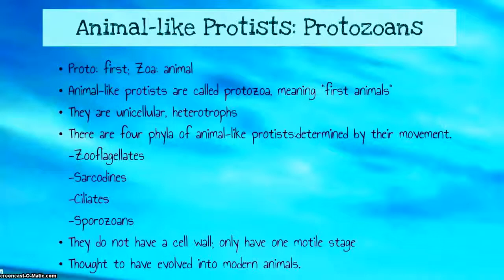So sporozoans, they don't have a cell wall, and they only have one type of thing that helps them to move. They're also thought to have evolved into water organisms. So they're like the midway point in between prokaryotes and modern day organisms, like animals.